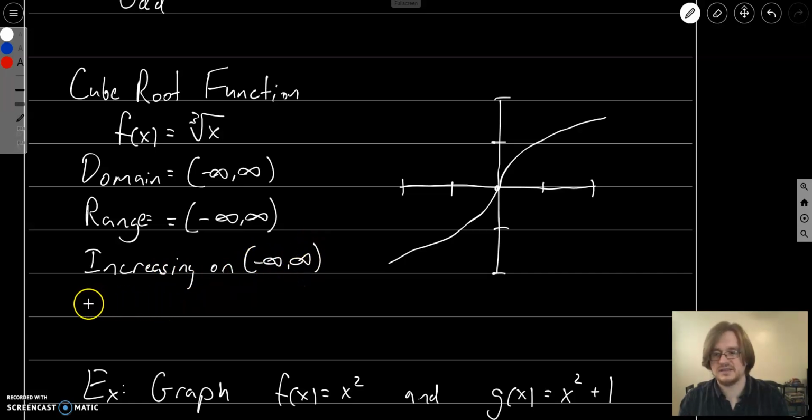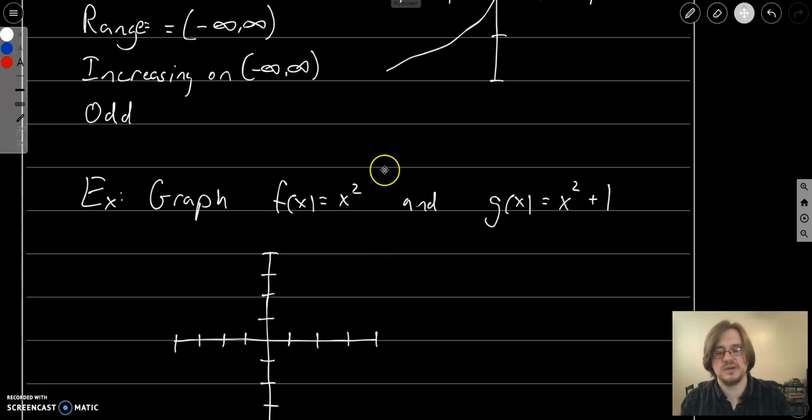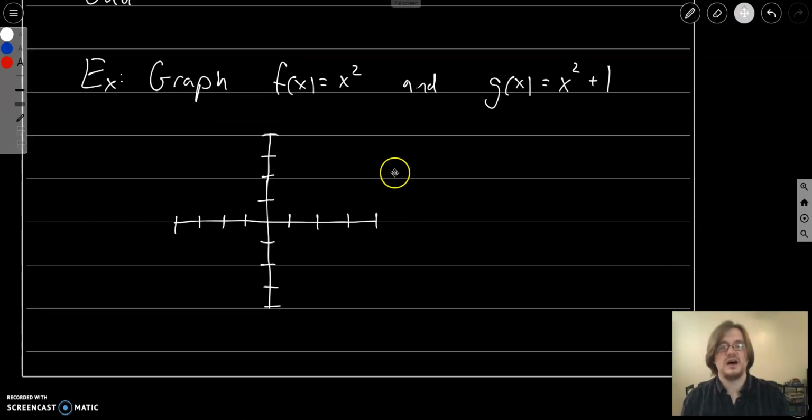And this is also an odd function. Here we can't use the power of x. It doesn't quite work. But it's an odd function because it has rotational symmetry, 180-degree rotational symmetry. So these are the common types of functions that we'll be graphing in this section. But let's see what happens to the graphs when we modify them.